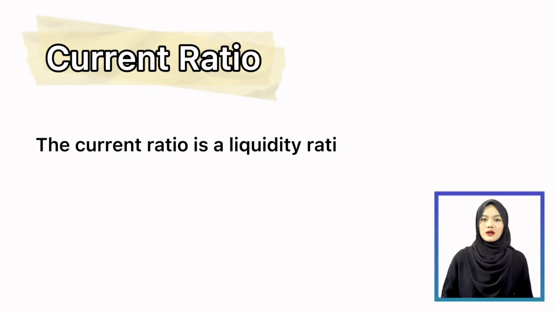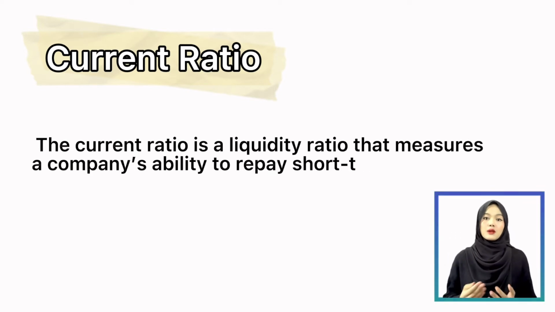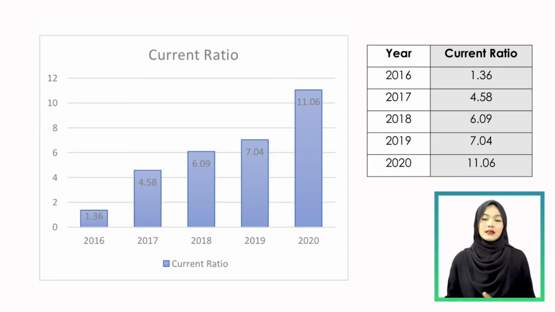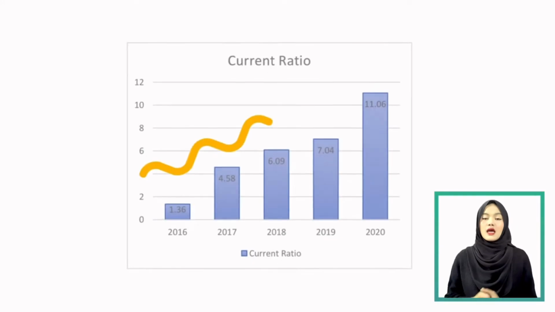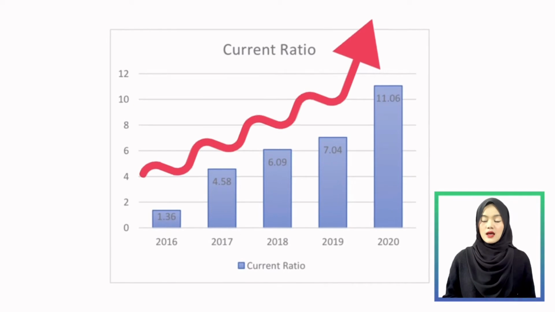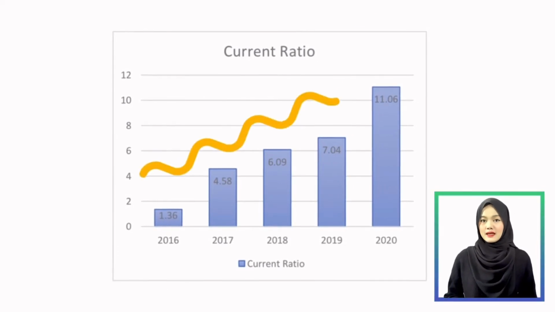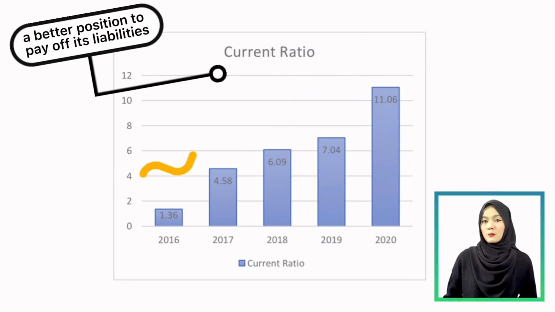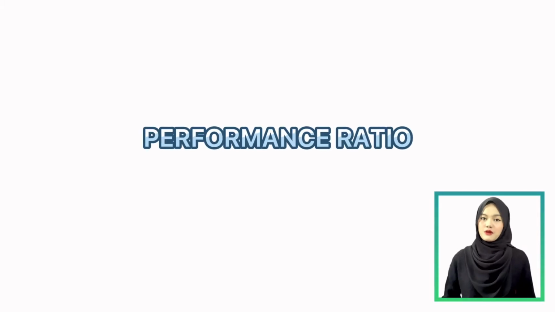For the first one is liquidity ratio, which we need to find the current ratio. The current ratio is a liquidity ratio that measures a company's ability to repay short-term debt due within a year. To find the current ratio, current assets must be divided by current liabilities. Based on the graph and table, we can see that G3 Global Berhad is in a good performance in terms of liquidity. It is because the current ratio indicates a continuous increase from 2016 until 2020. This means that the company can meet its short-term debt obligation and is apparently in a better position to pay off its liabilities.